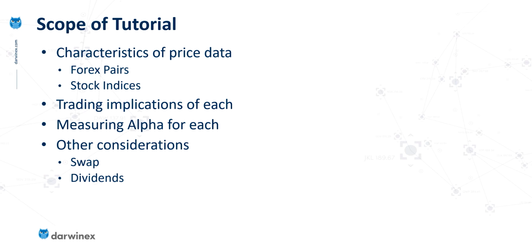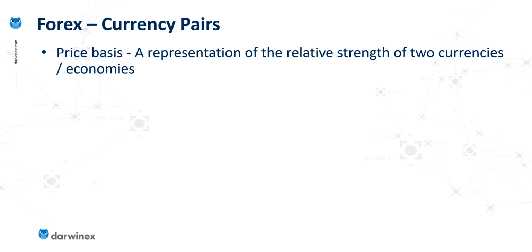Next, we'll move on to how you measure the alpha of your system. By this, of course, I mean the performance of your system against an agreed benchmark. And finally, we'll sum up by looking at some of the additional considerations, including swap charges and dividends. So let's start this now by looking at some of the characteristics of currency pairs.